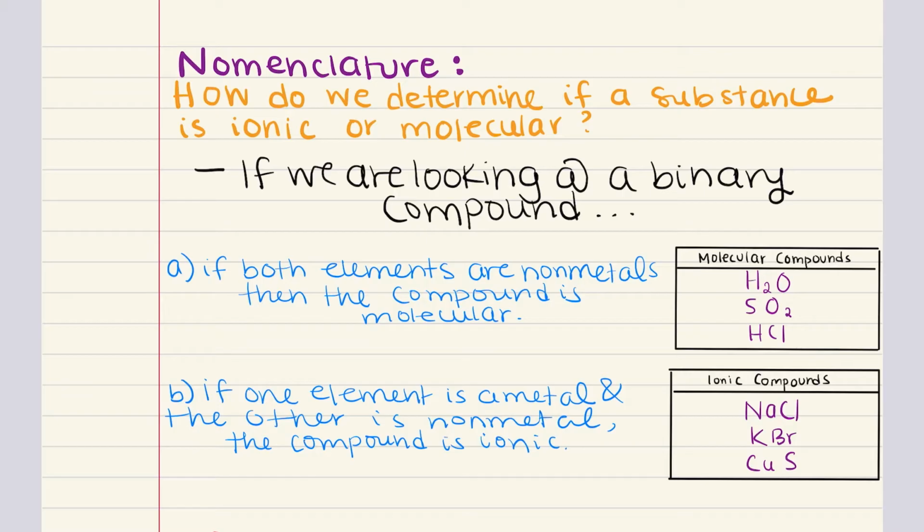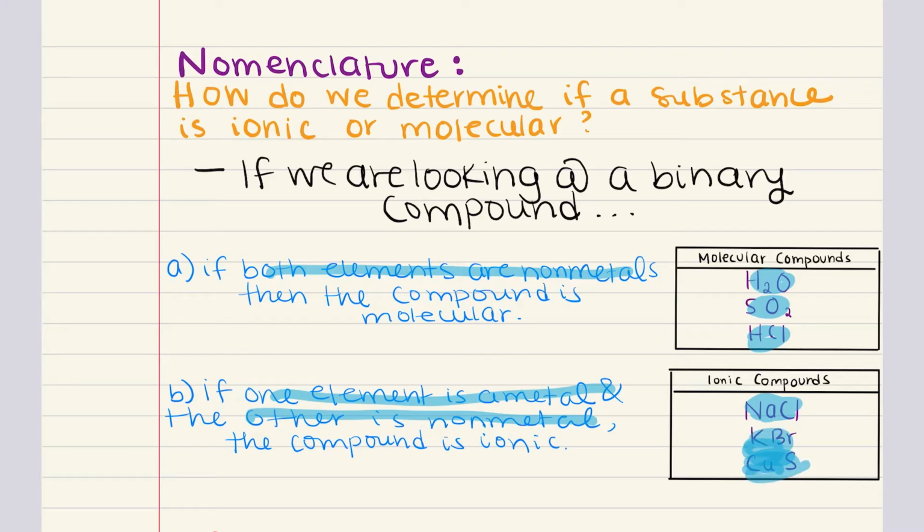We're going to begin with the systems for naming inorganic binary compounds. Now, when you're looking at a binary compound, we can determine its nature based on the types of elements involved. If both elements are nonmetals, then the compound is molecular. Some examples include water, sulfur dioxide, hydrogen chloride, or hydrochloric acid. Now, if one element is a metal and the other is a nonmetal, the compound is ionic. Examples include sodium chloride, potassium bromide, copper(II) sulfide.